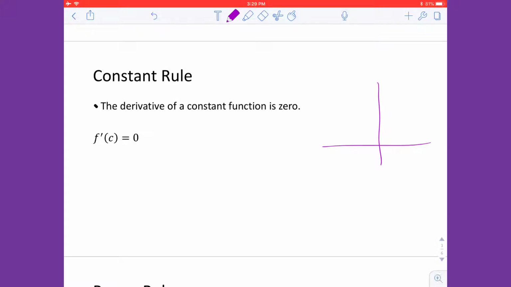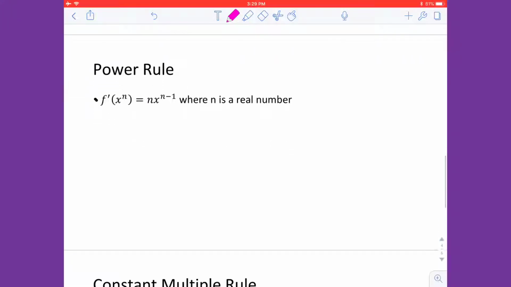If I were looking at a function on a graph, so let's say that I had the line y is equal to 2, no matter what point I look at, the slope at each point on the line is equal to 0. And remember that derivative and slope are the same thing. So if the slope at each point is 0, then the derivative of that constant value also has to equal 0.